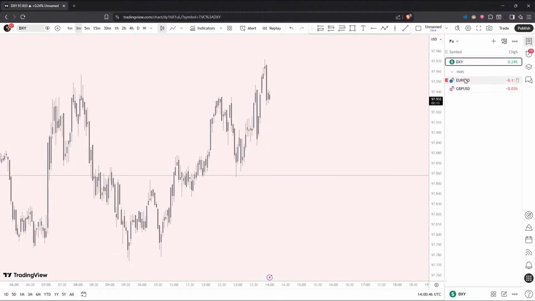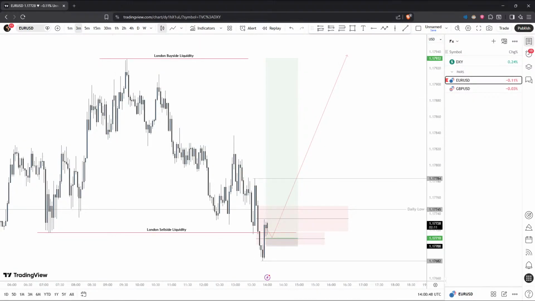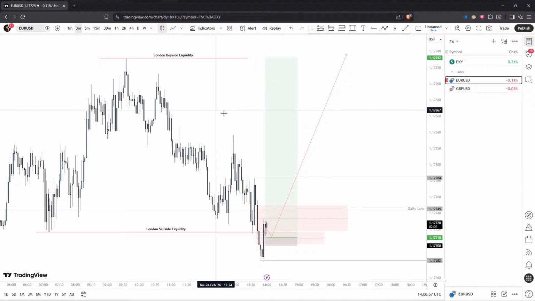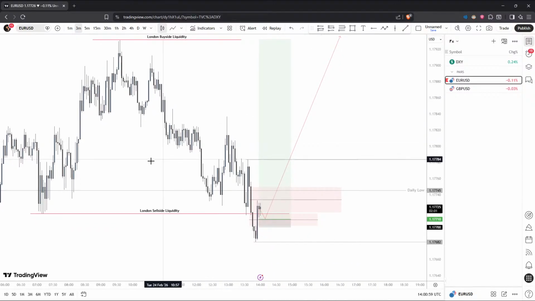Cool. Let's see how this trade does. It's as simple as that. Wait for the Judas move, takes liquidity, wait for displacement, look at the retest of a displacement, and then buy to the other side of liquidity. Very simple. We'll see how this strategy works.